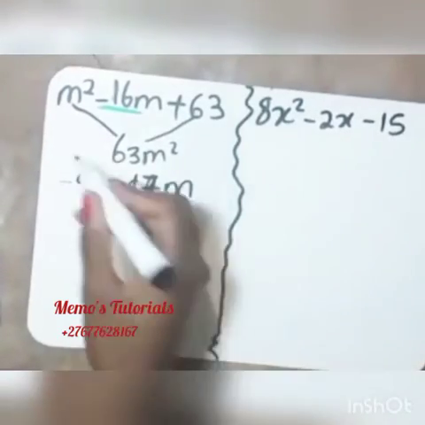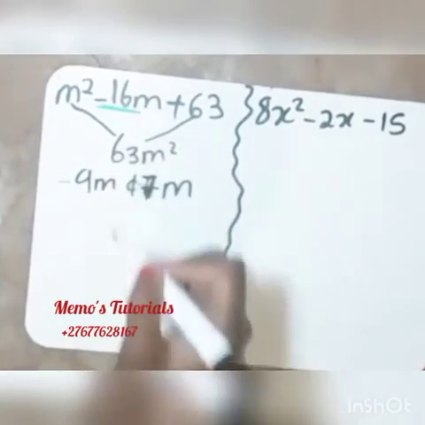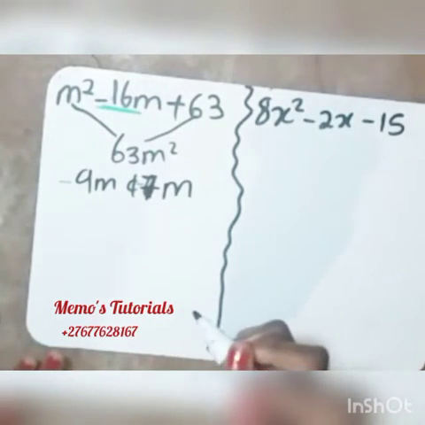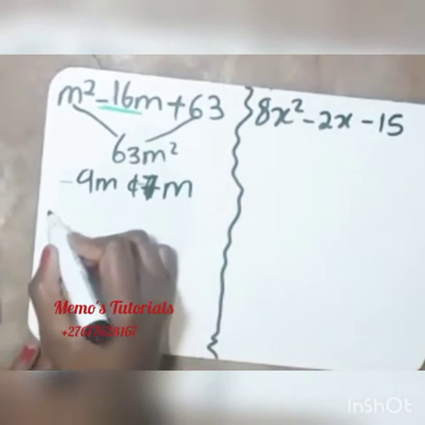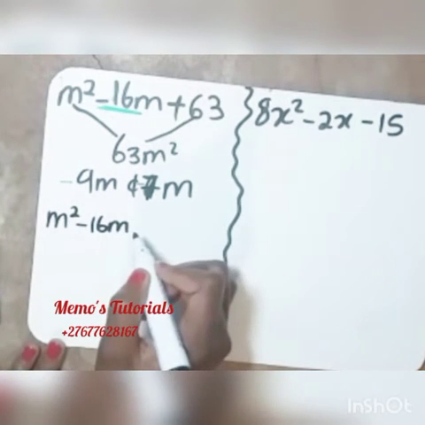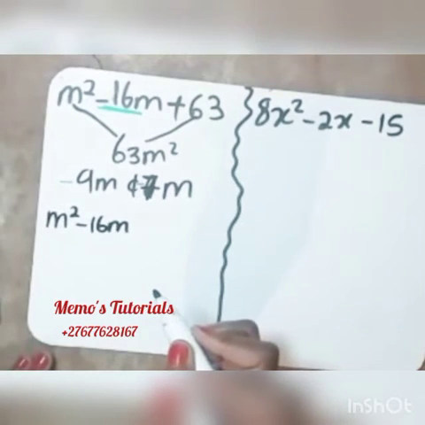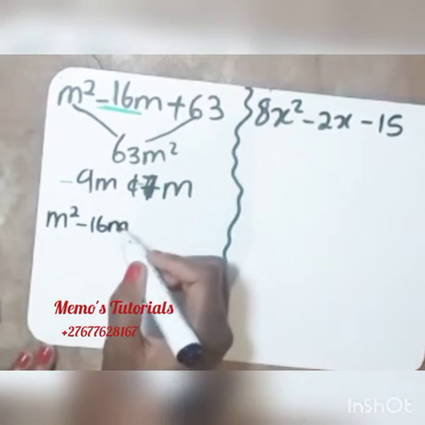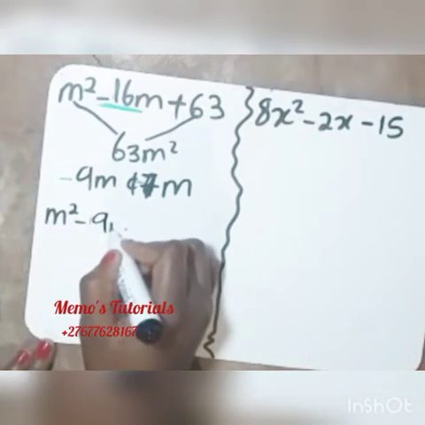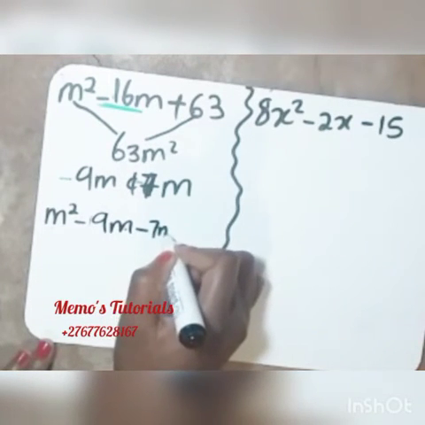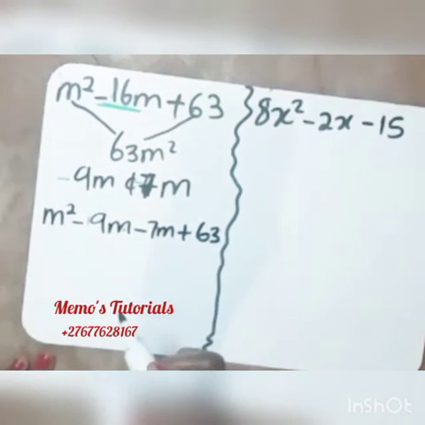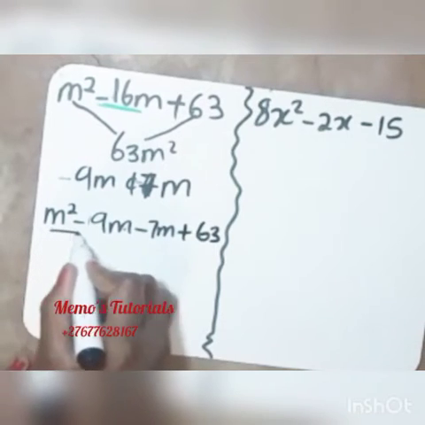So now we are going to rewrite our expression, replacing minus 16m by minus 9m and minus 7m, and then we'll factorize by grouping. Okay, so this is going to be m squared minus 16m. Instead of us putting minus 16m, in this case, we're going to put minus 9m. Let me get rid of that one. We're going to put minus 9m minus 7m plus 63. Okay, hope you guys are following. So now let's factorize. We'll factorize by grouping.